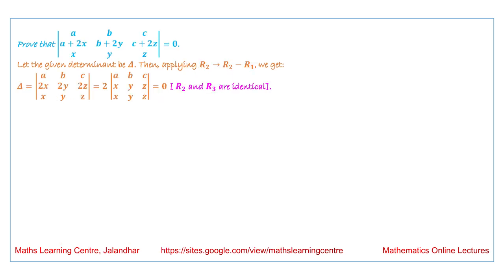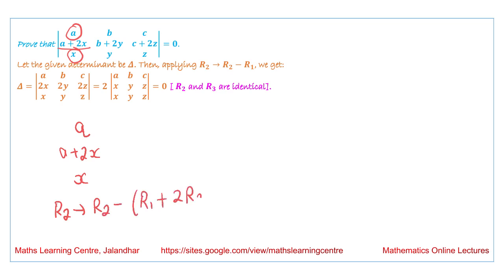Now the next question we have is to prove that this determinant is equal to 0. If we look at the elements over here, this is a, this is x, and this is a plus 2x. We have a plus 2x and x. So what we can see from this is that if we perform the operation row 2 approaches row 2 minus row 1 plus 2 times row 3, this value will come out to be equal to this. Now if we subtract it from row 2, the answer will be equal to 0.